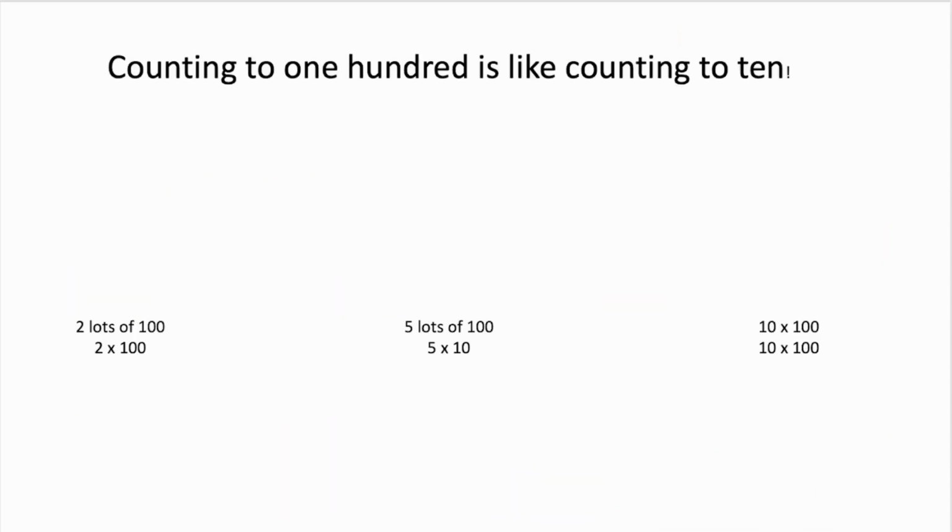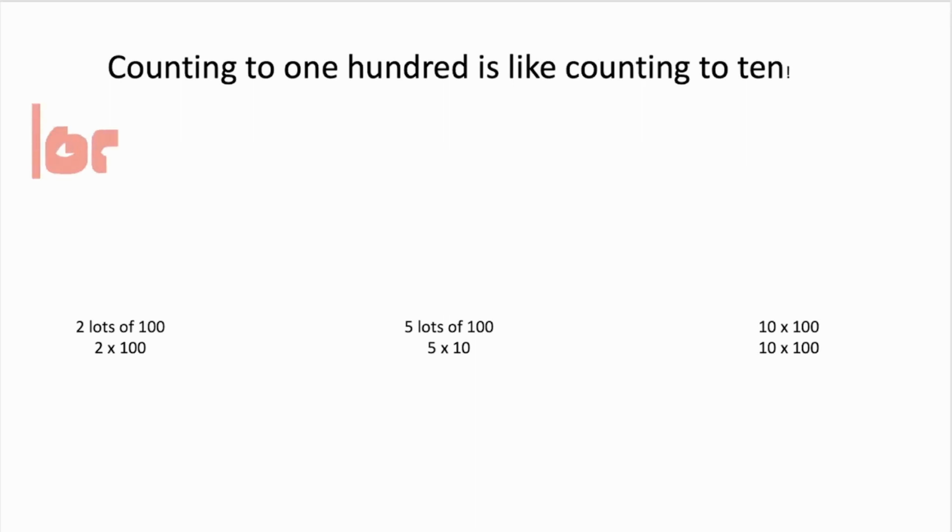So counting in hundreds is actually very similar to counting in tens. When you count to 10, you go 1, 2, 3, 4, 5, 6, 7, 8, 9, and 10. Similarly, with 100s, we have 100, 200, 300, 400, 500, 600, 700, 800, 900, and 1,000.